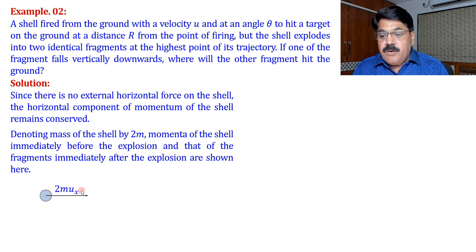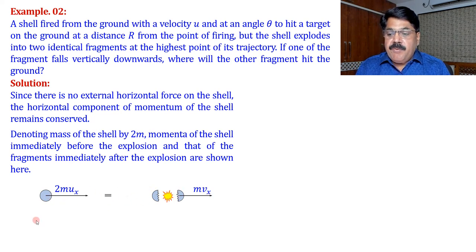At the highest point, the velocity of the shell was horizontal. So you can write here 2m ux, where ux is the x component of this velocity, assuming x to be the horizontal direction. That was the momentum of the shell immediately before explosion. And what will happen immediately after explosion? One of the fragments has zero velocity, so it has no momentum. So the other fragment must have momentum in this direction.